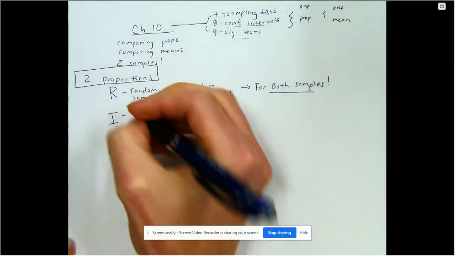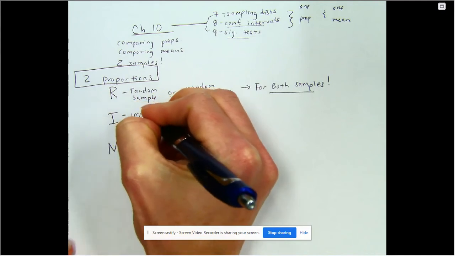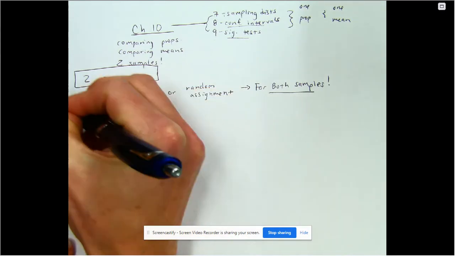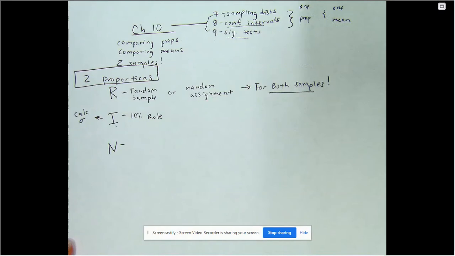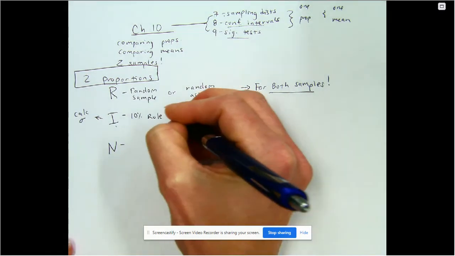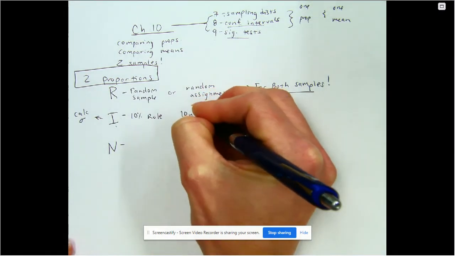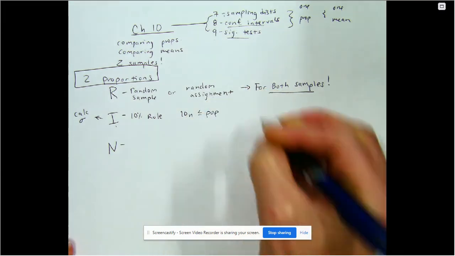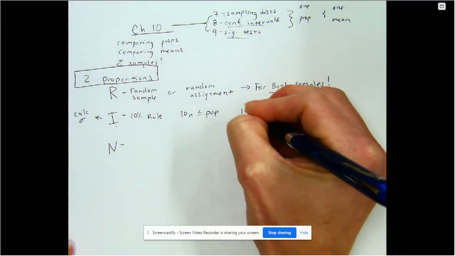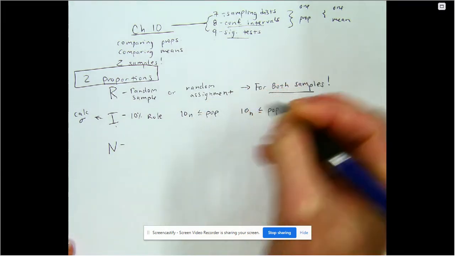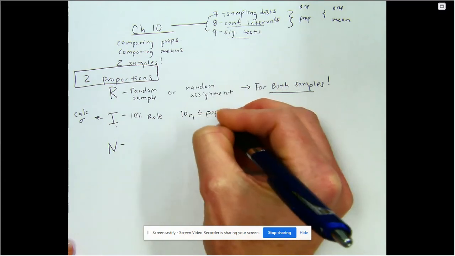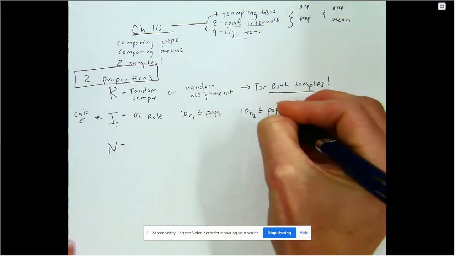So for independence, that's our 10% rule. We do that so that we can calculate standard deviation. That's the whole point of our independence rule. So we're going to go 10 times n must be less than or equal to the population. But here's the thing. We have two samples, so we have to check that twice. We have to do it for sample 1, and we have to do it for sample 2.